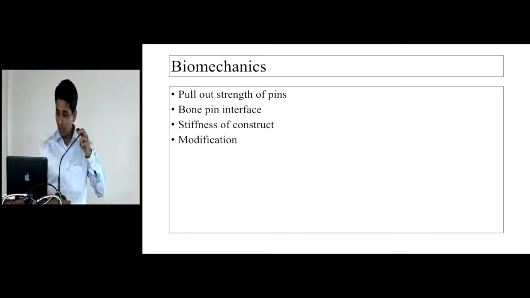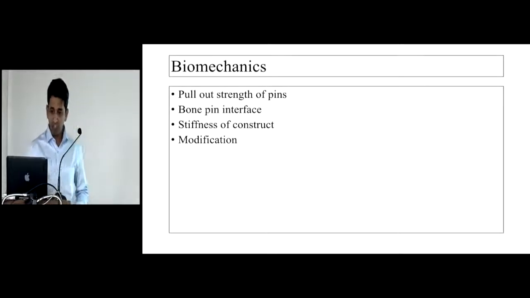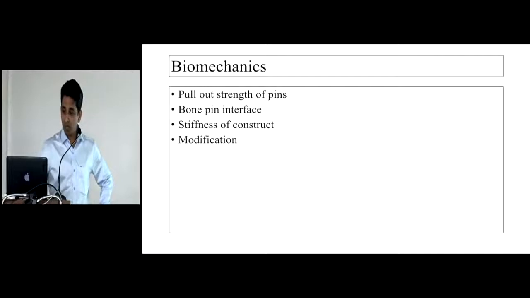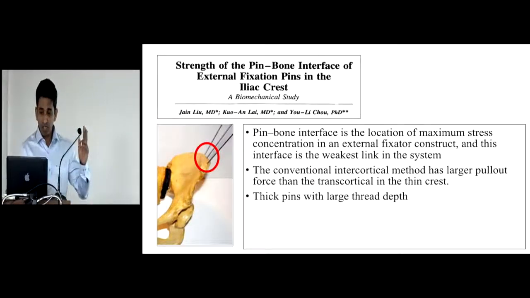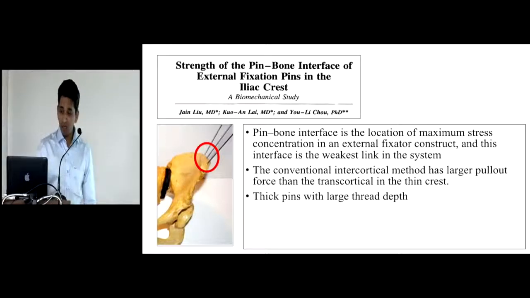So looking at the biomechanics of the fixator, we need to see the pull-out strength of the pin, the bone-pin interface, what happens at that, the stiffness of the construct, and what is the possibility of modification. So the strength of the pin, again the pin-bone interface, is one of the most important things in pelvic fixators, and the conventional intercortical method has a larger pull-out strength than the transcortical in the thin crest. That's what we have already seen.